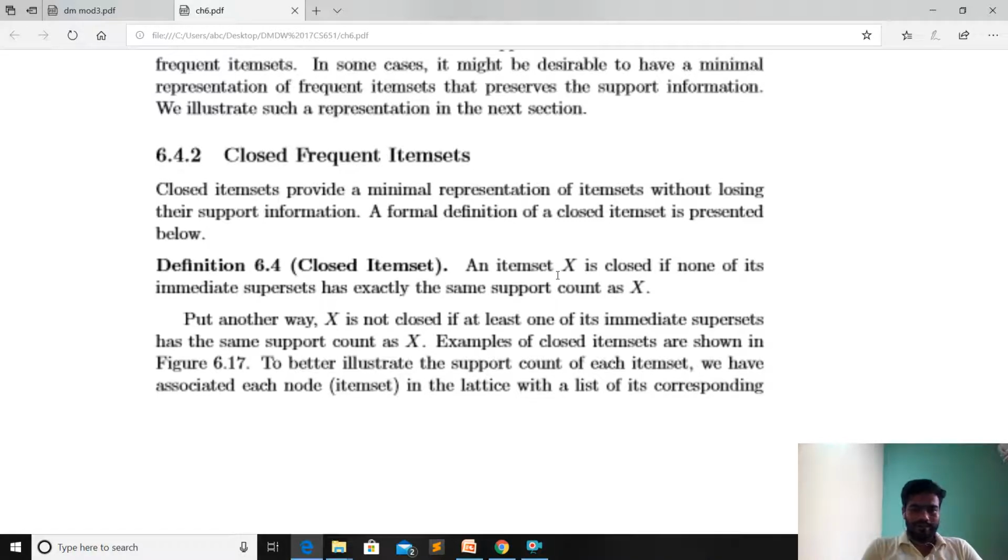So what is a closed item set? An item set X is said to be closed if none of its immediate supersets have exactly the same support count as X. Put another way, X is not closed if at least one of its immediate supersets has the same support count as X.